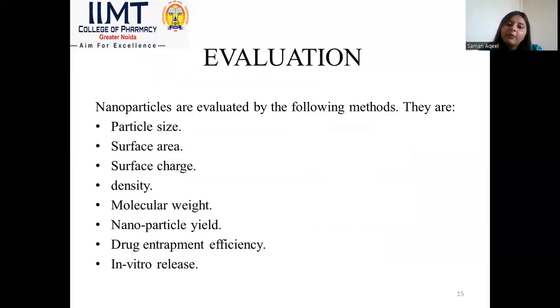Now, our nanoparticles are being prepared, and it is necessary to evaluate them, to test or to validate whether the prepared nanoparticles are actually prepared or not. So to identify these characteristics of the nanoparticles, you are using certain evaluation tests or methods. Nanoparticles are evaluated by the following methods. These could be particle size, surface area, surface charge, density, molecular weight, drug entrapment efficiency, and in vitro release. So these are various methods. On the basis of these methods, the nanoparticles are being evaluated.